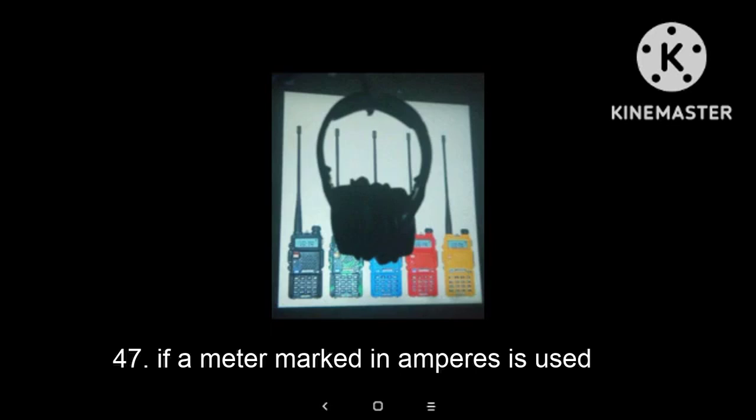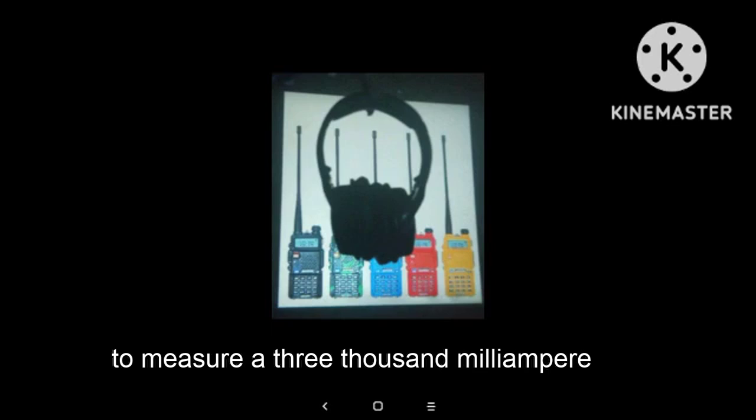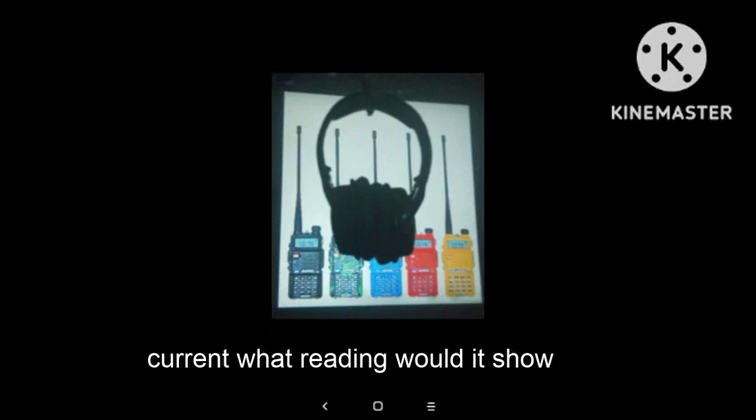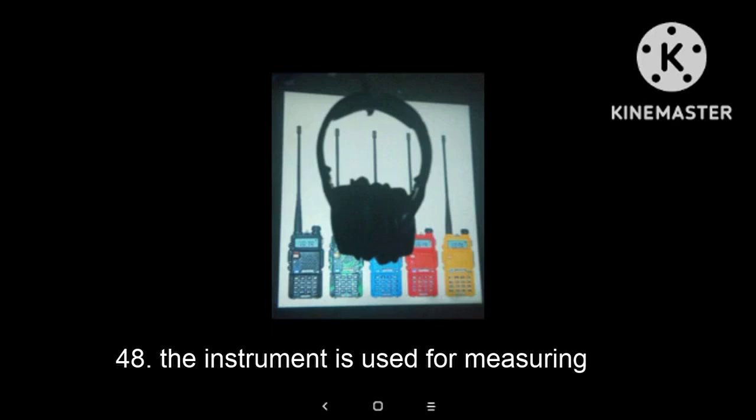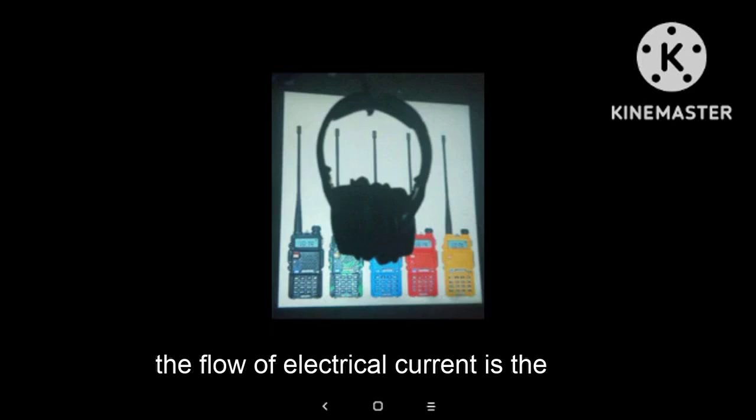47. If a meter marked in amperes is used to measure a 3000 milliampere current, what reading would it show? 3 amperes. 48. The instrument used for measuring the flow of electrical current is the ammeter.